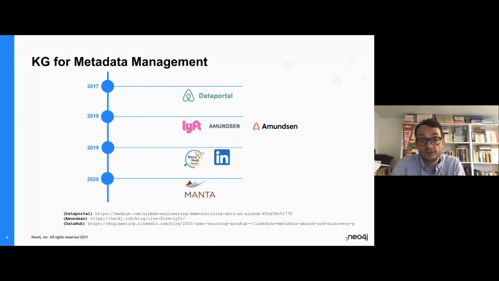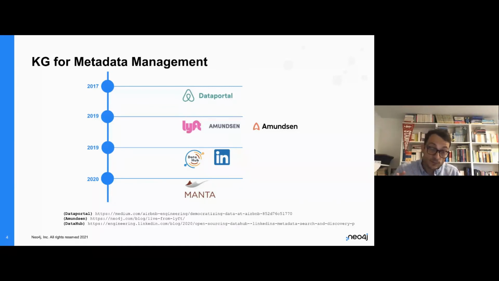what was the frequency of update of certain data sources. Something similar is what the team at Lyft did at the time with the Amundsen platform. Amundsen now has a life of its own, independent, as an open source project. And similarly with the Data Hub team at LinkedIn.